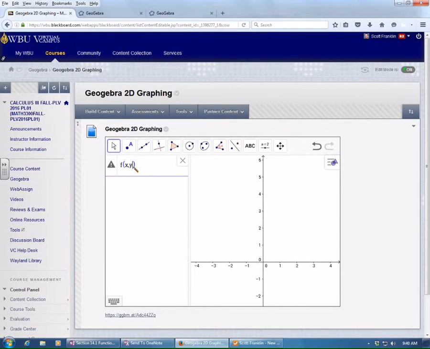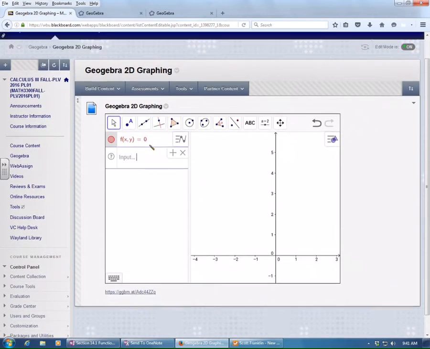I meant to do colon equals square root of, no, sorry, 9 minus x squared minus y squared. We'll try that. If that doesn't work, then we may just have to type it every time. Oops. F of x comma y equals 0. Nope, doesn't like it.